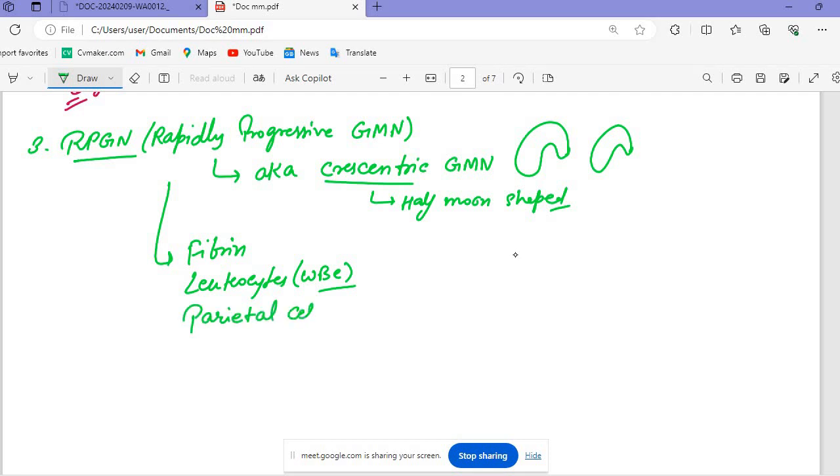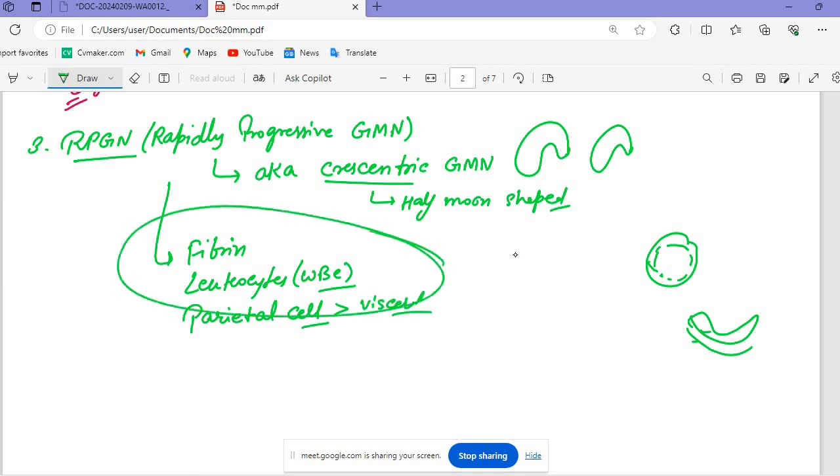What is the parietal cell? What is the visceral cell? For now, you can understand that organs, the visceral organs, have an outer layer, the parietal layer, and an inner layer, the visceral layer. In the Bowman's capsule we have the parietal and visceral cells. So the parietal cells, we will see, are more than the visceral cells.